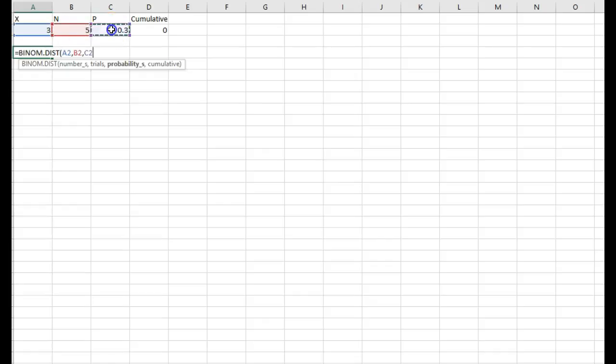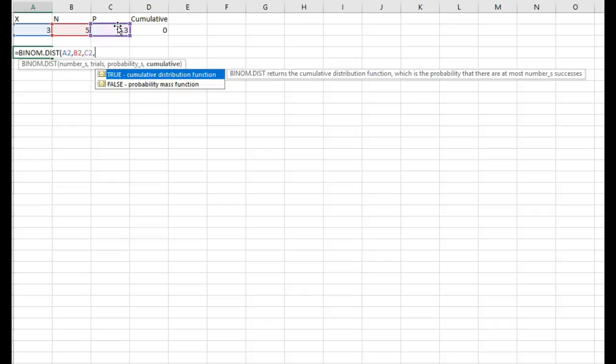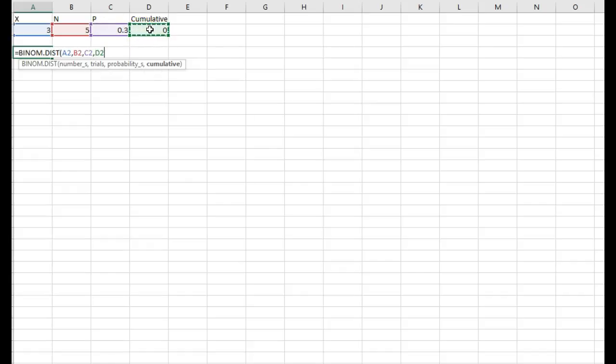And then the probability of success. So number s means number of successes. And then probability s is the probability of success. And yes or no to cumulative, it's saying true or false. Something to note in Excel: for true, you can just put a 1, and for false, you can put a 0. So that works as well, other than true and false. So we close that off.